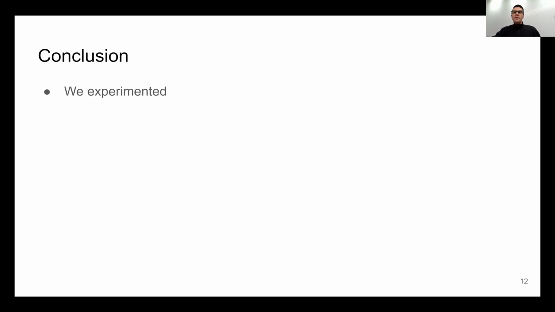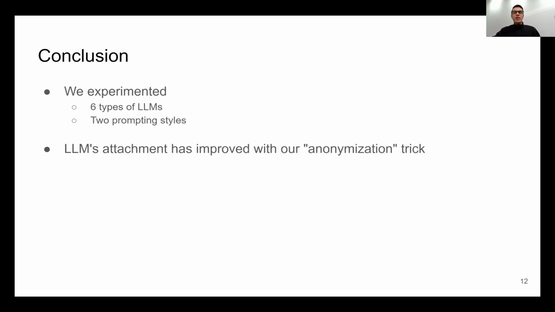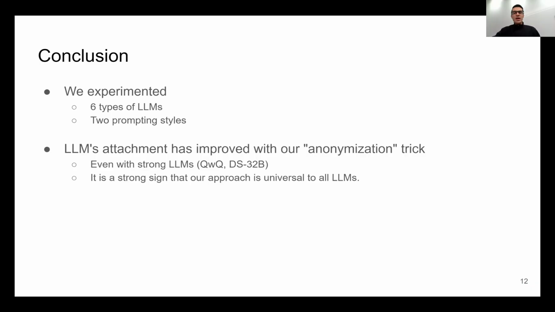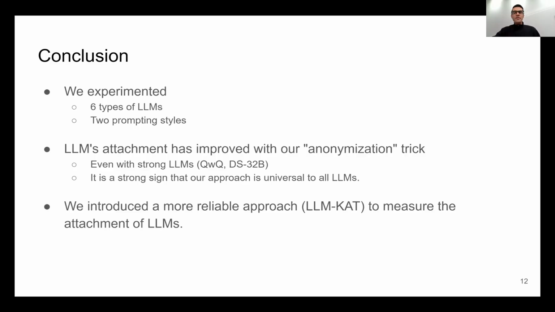In conclusion, we experimented with 6 types of LLMs with 2 prompting styles. Across all the experiments, LLMs' attachment has improved with our anonymization trick, even with strong LLMs. It is a strong sign that our approach is universal to all LLMs. Furthermore, we introduce a more reliable approach, LLM CAT, to measure whether a response follows a triplet or not.